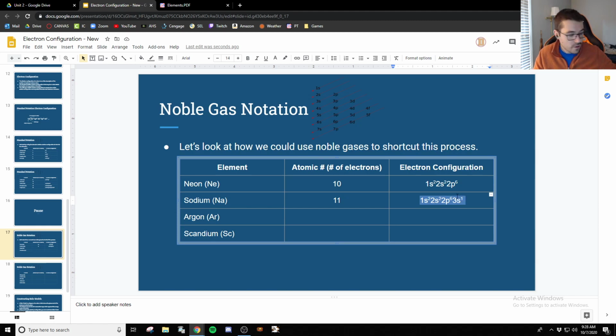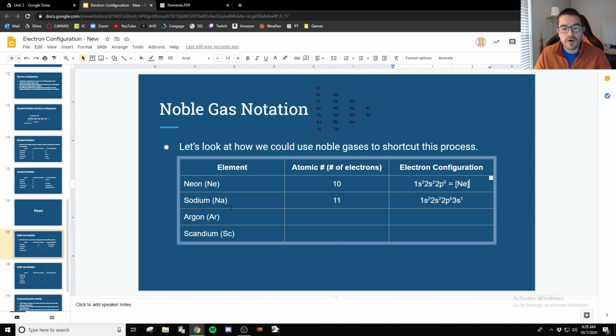And here's how it works. So this right here is the standard notation for neon. We're going to say that this can be represented like this, putting the symbol for neon in brackets. So this is the electron configuration for a noble gas, for neon.